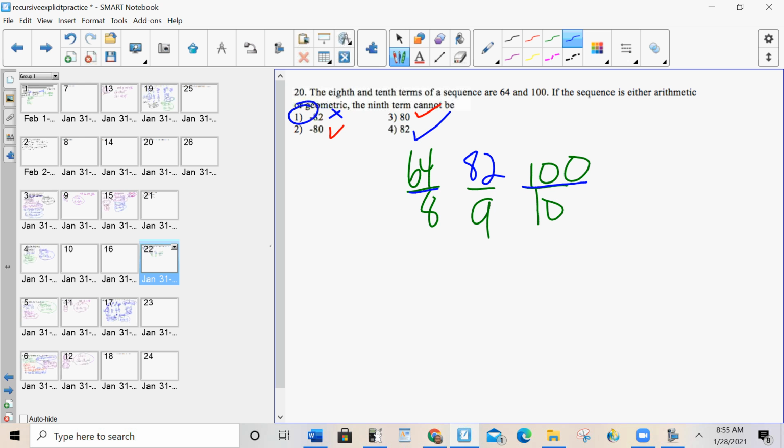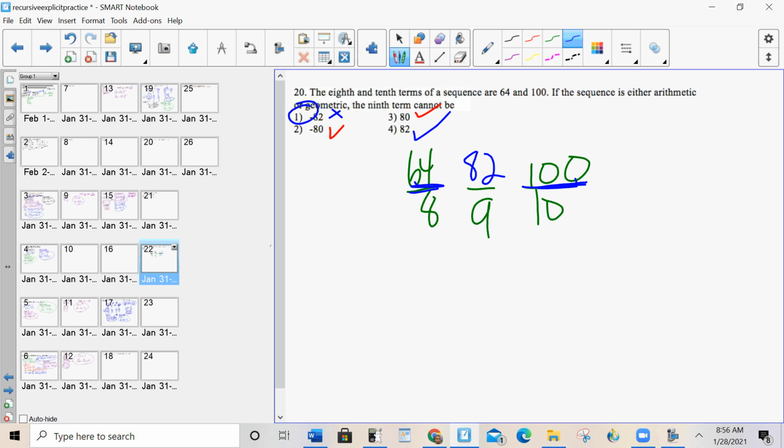So it's definitely, I think this is a tricky problem. You have to just set it up like we set the other ones up with missing in between terms, and then just go through each choice and subtract, subtract, subtract, divide, divide, divide, to see which ones have a common difference or ratio and which ones don't.